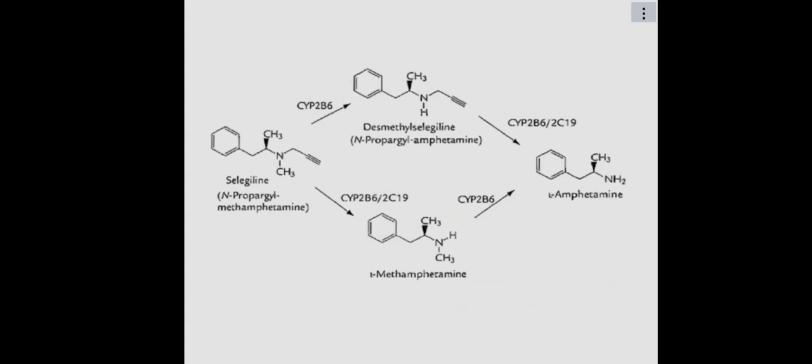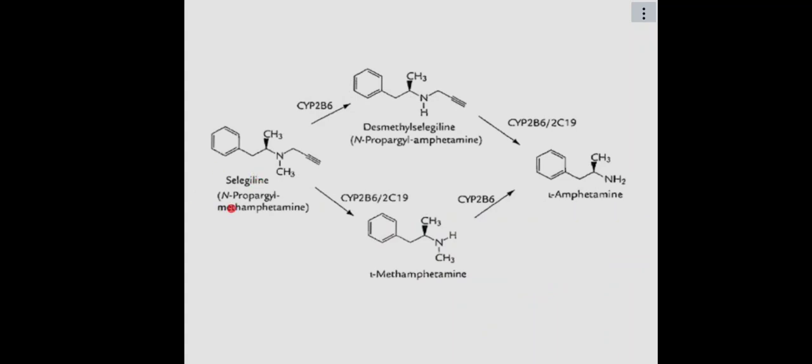Just as we have seen, selegiline is made from methamphetamine. That means when it is metabolized, it can release methamphetamine in the body. And of course, you do know methamphetamine and amphetamine are drugs that can cause CNS stimulation. So those are some of the side effects that you can observe in patients taking selegiline, because of the release of amphetamine.